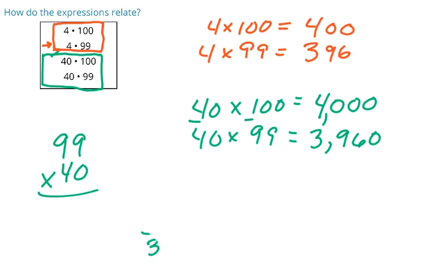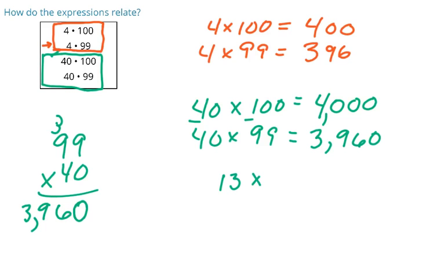Is the answer really 3,960? I'm going to test it by doing the standard algorithm. When you're multiplying by zeros for the standard algorithm, you have 1 zero here, so I'm going to put a 0 there to hold my place. Then I'm going to multiply by 4. 4 times 9 is 36, 4 times 9 is 36 plus 3 more is 39. So that is correct. So if you know what it is to multiply something times 100, you can easily find out times 99. Let's do it one more time.